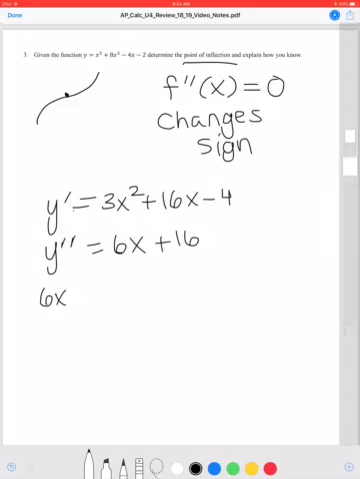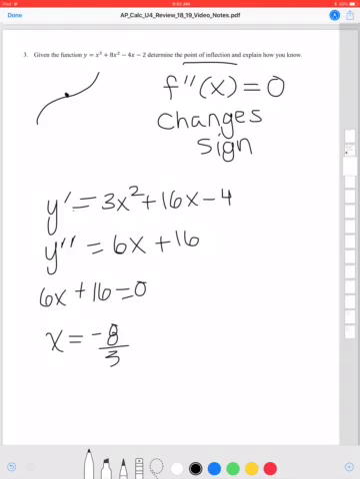All right, so first things first, let's set that equal to 0. We'll subtract 16 from both sides and divide both sides by 6. And we'll end up getting negative 8/3 if we reduce.